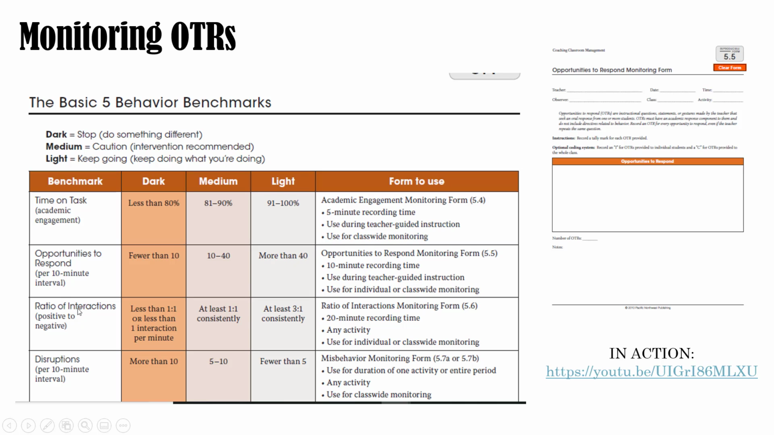Ratio of interactions. You want at least 3 positive interactions to 1 negative. So if that's what you have, great. If you're getting to a 1-to-1 ratio, then you want to think about doing an intervention with your interactions. And if you're giving more negative than positive, then that's a problem. And then you can also look at disruptions from the kid. More than 10 disruptions, then he or she is really disrupting your class. 5 to 10, medium, and fewer than 5, maybe a light.